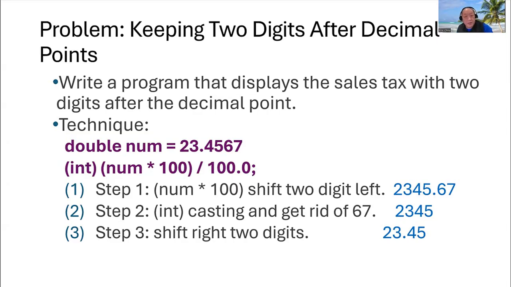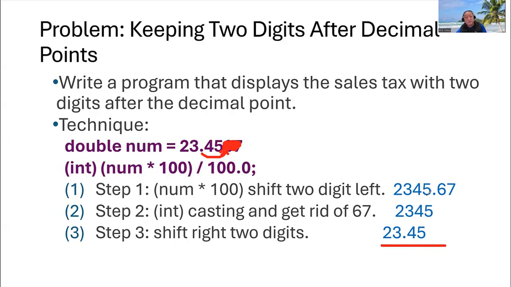So here I have 23.4567. I want to round it to 2 digits after the decimal point. How can I do it? I multiply it by 100, so the decimal point is moved to here. And then I take the integer, so I take out these two fractional digits. Then I divide it by 100, so I'll get this number again.